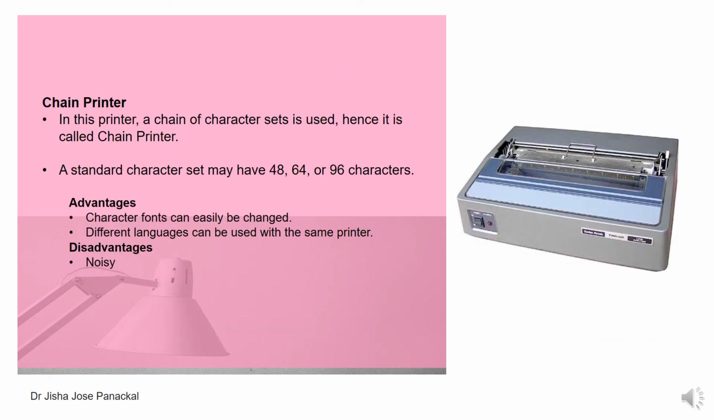The other type of line printers is chain printer. In this printer, a chain of character sets is used, hence it is called chain printer. A standard character set may have 48, 64 or 96 characters. It also has advantages like character fonts can easily be changed. Then different languages can be used with the same printer. These are the advantages of using chain printers. Disadvantage is it is also very noisy.